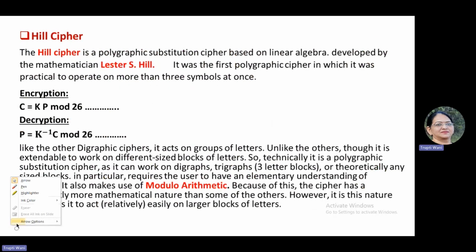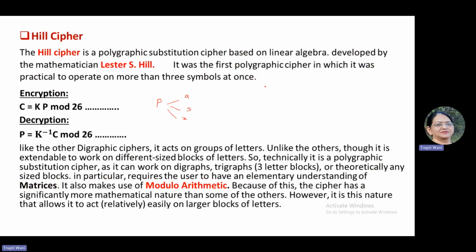For example, suppose P is an alphabet in plain text. It may be converted into the ciphertext as A. It may be converted as S. It may be converted as X or in any form, and that is known as the polyalphabetic or polygraphic substitution cipher. That Hill cipher was developed by Lester S. Hill in 1929. It was the first polygraphic cipher in which it was practical to operate on more than three symbols at once.